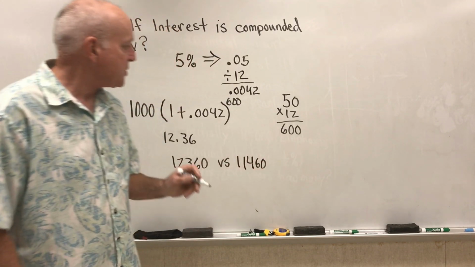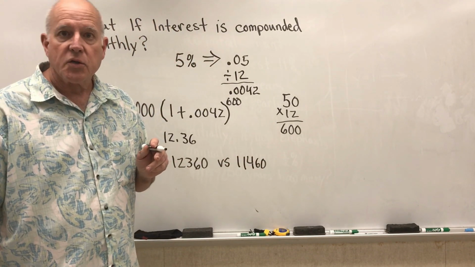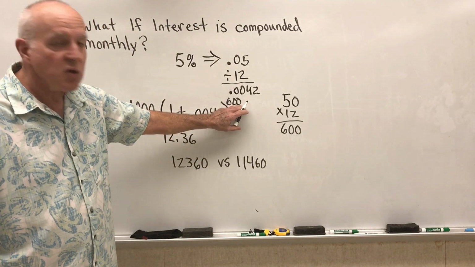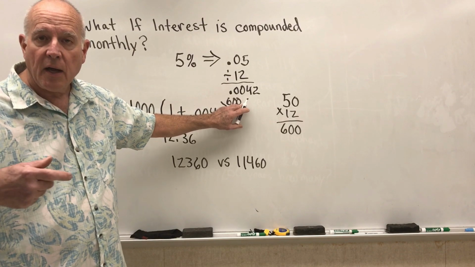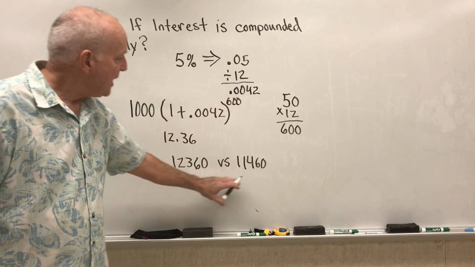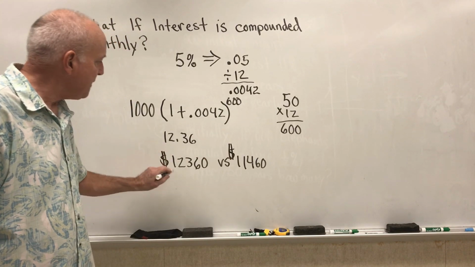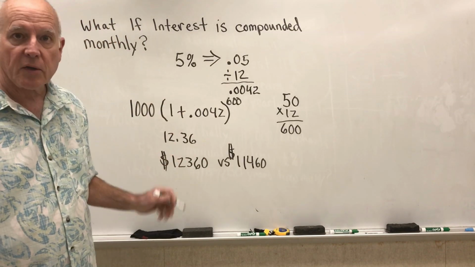if it compounds yearly. So you can see that the number of time periods that you're doing the calculation on can make a big difference in the ultimate result. Here you're getting $900 more at the end of 50 years by compounding monthly.